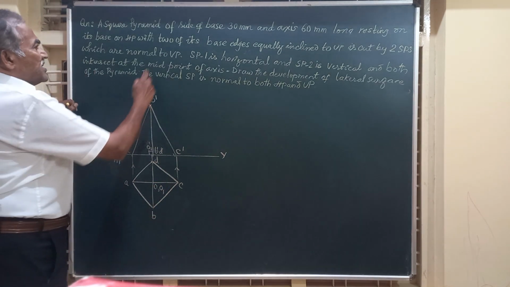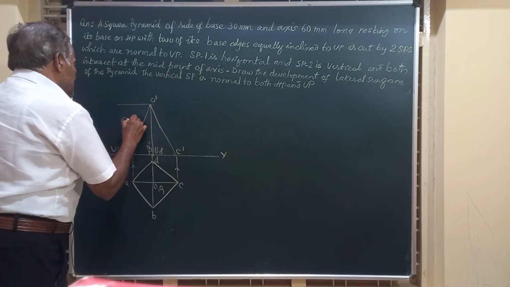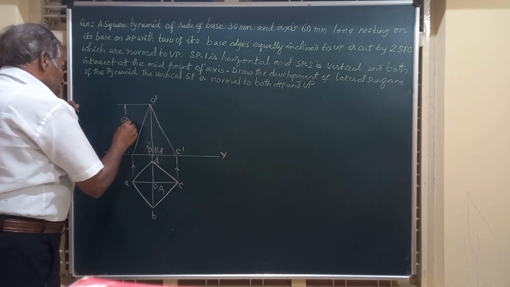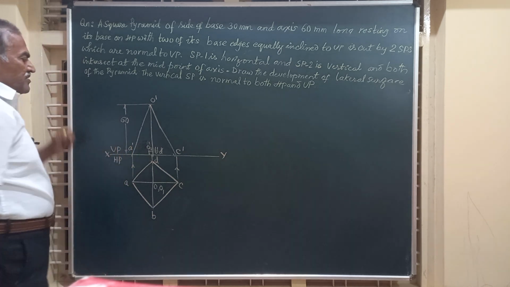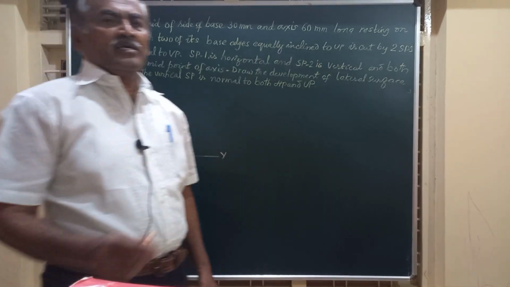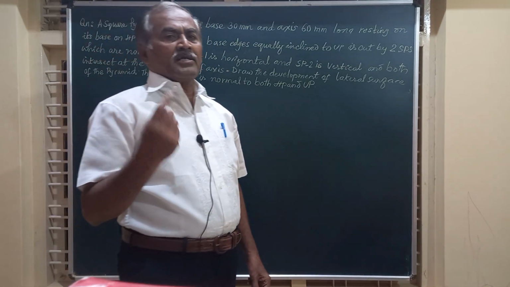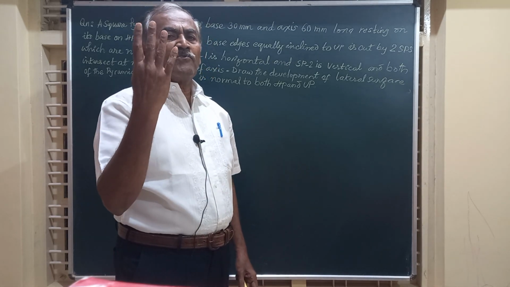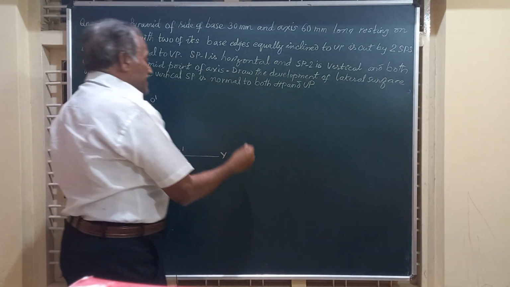And here you should know that the height of this is 60 mm. So we have to mark the height of the pyramid as 60 millimeter. So I have to show that and mark A dash here. Okay. Friends, let us assume that the pyramid is not cut by any section plane. And if you draw the development of the lateral surface of the square pyramid, you will have four isosceles triangles having base equal to 30 mm.